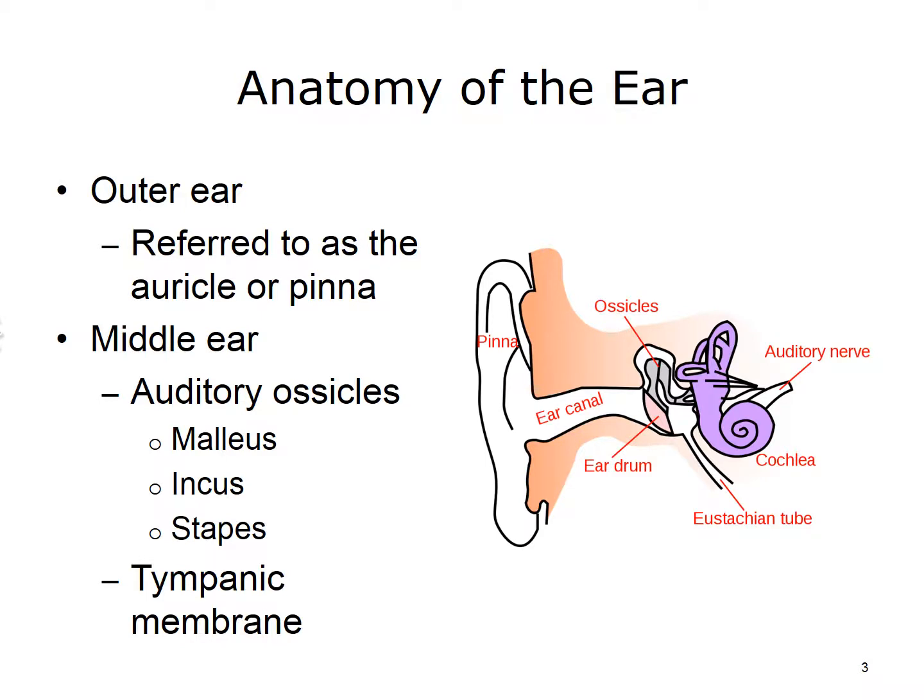The vibrations are transmitted through three tiny bones, referred to as ossicles, in your middle ear. The bones in the middle ear are named after their shapes. The malleus is shaped like a hammer. The incus is shaped like an anvil, and the stapes is shaped like a stirrup. The malleus is attached to the tympanic membrane. The tympanic membrane, or eardrum, is a thin partition located between the external auditory, or ear canal, and the middle ear.